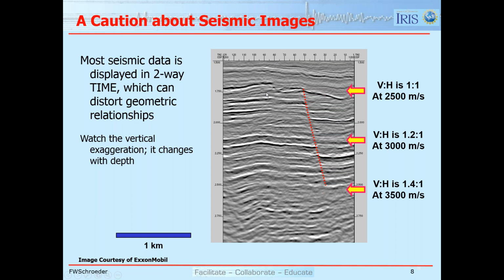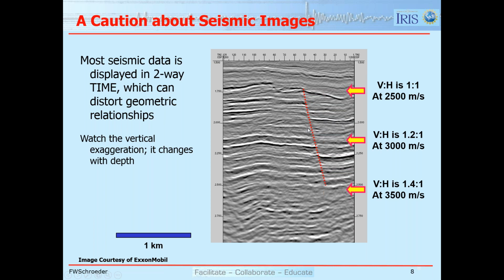So one of the things that structural interpreters love to do is to display their sections with a one-to-one vertical to horizontal ratio. And it takes a little getting used to working with seismic data. I think on the seismic image shown here, the vertical to horizontal ratio as displayed is more like 1 to 4 or 1 to 5. So this fault, the red dashed line, appears to have a dip of about 70 degrees, but when you take out the vertical to horizontal ratio exaggeration, that's probably more on the order of 10 degrees.